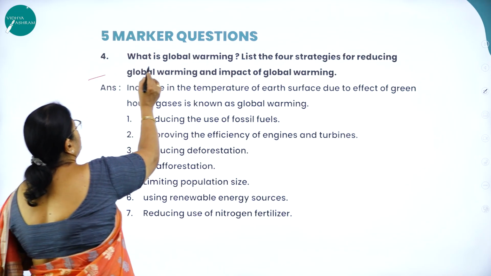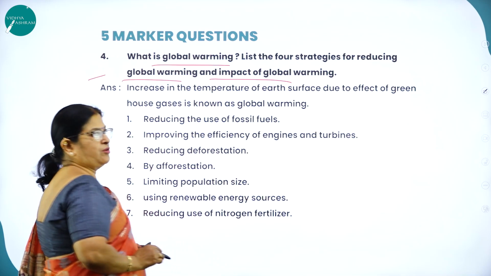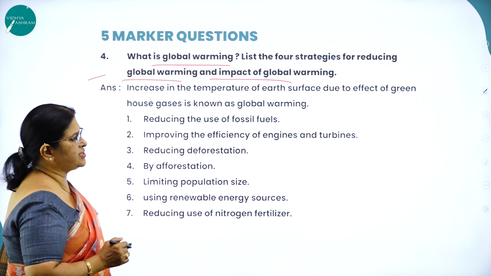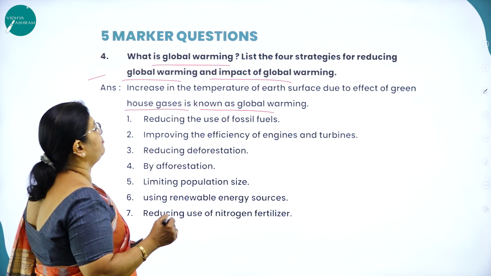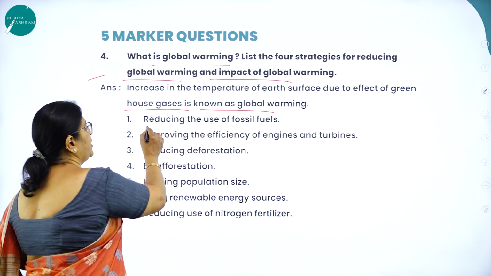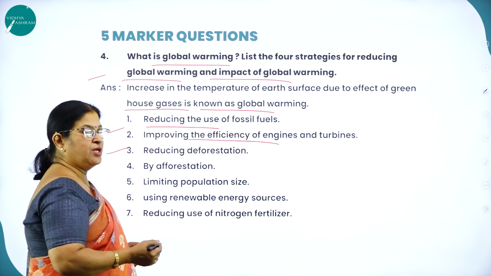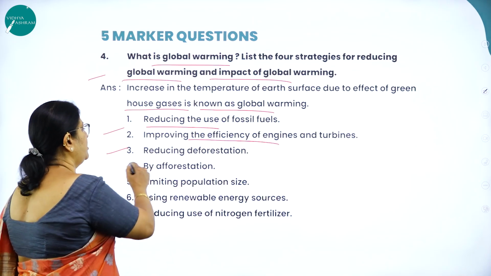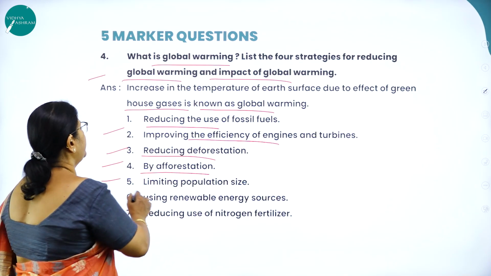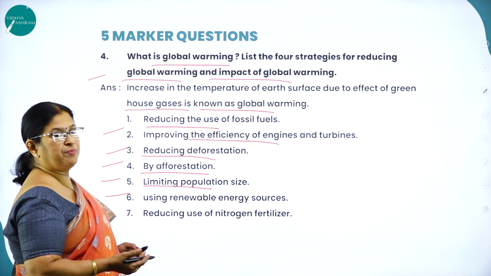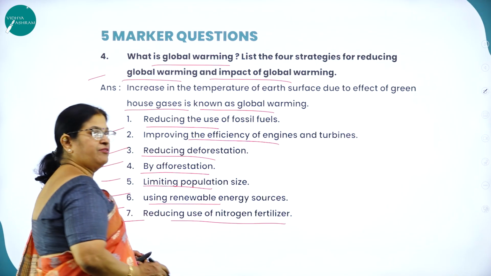Now, next question. What is global warming? List out the 4 strategies for reducing global warming and the impact of global warming. Increase in the temperature of Earth's surface due to the effect of greenhouse gases is known as what? Global warming. So what are the strategies implemented to reduce global warming? Reducing the burning of fossil fuels, improving the efficiency of engines and turbines so that less toxic gases are let out, then reducing deforestation, afforestation by planting more trees, then limiting population size. Obviously, overpopulation leads to pollution. Then using renewable energy resources, and reducing the use of nitrogen fertilizers.